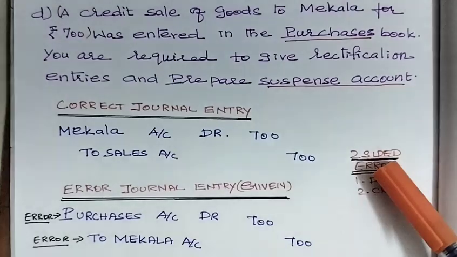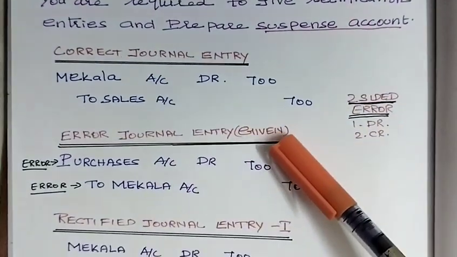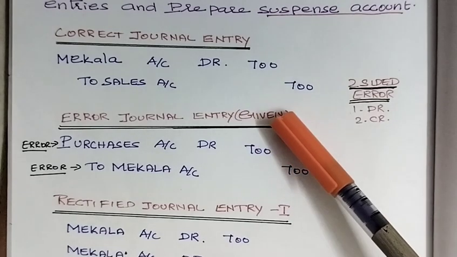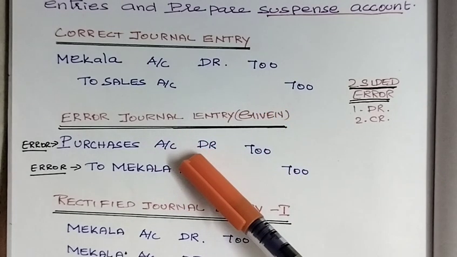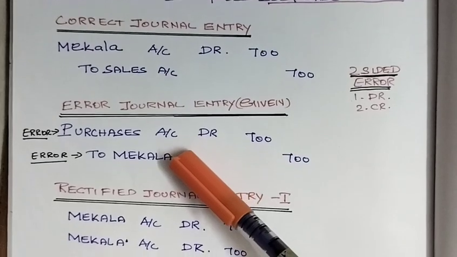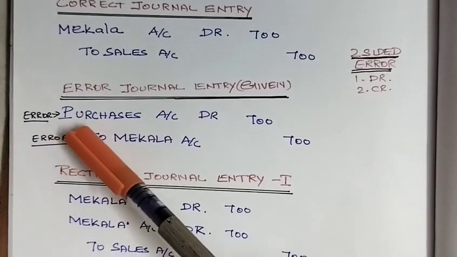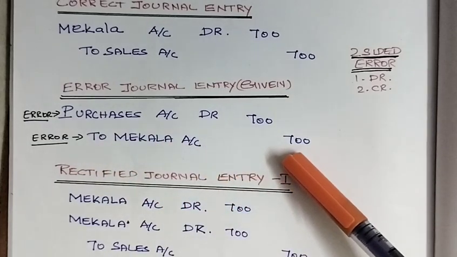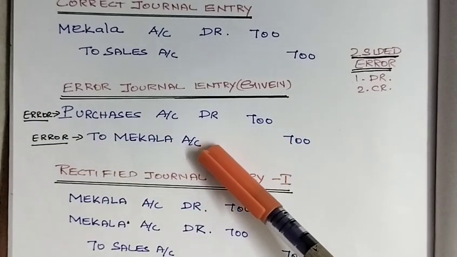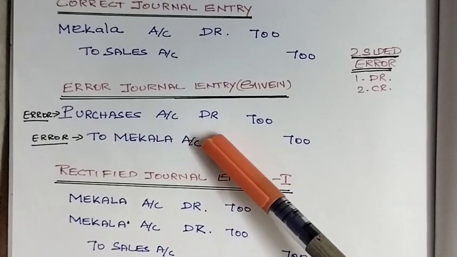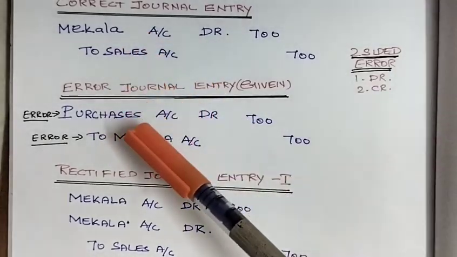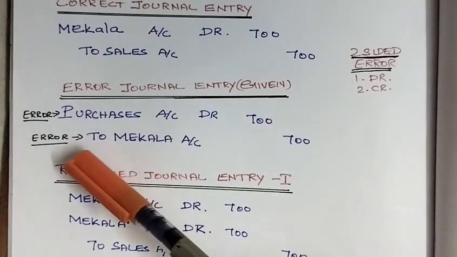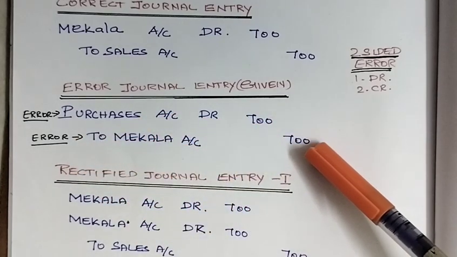This is a two-sided error. So what is the journal entry they have given? An accountant wrongly posted into the purchases book, which means Purchases account debit 700 rupees to Meghala account 700 rupees. This is the error entry. Instead of the sales book, they entered it into the purchases book.